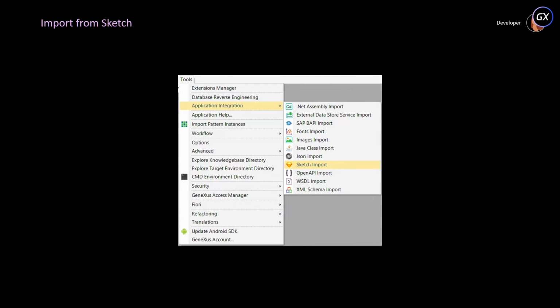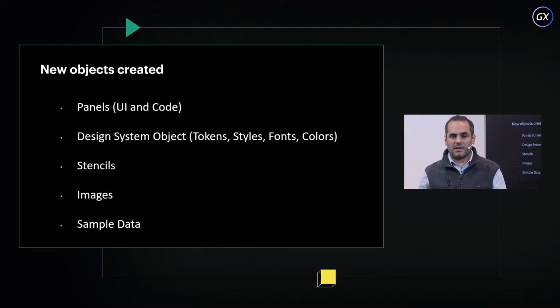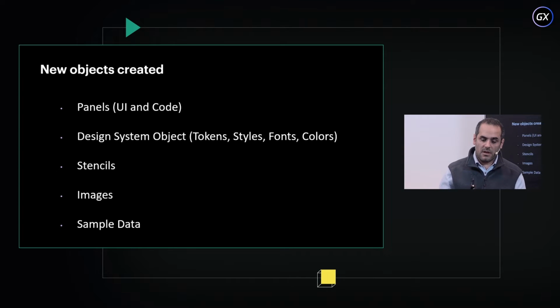Well, on that side, in the GeneXus IDE, we have a new menu option. In application integration, we have the Sketch import, where we're going to select a file and objects are going to be imported into a knowledge base. What objects are created or imported? Obviously, it depends a lot on the design specified in Sketch, but panels will be imported, which will have their user interface and also code to interact with other panels and other objects in the knowledge base.